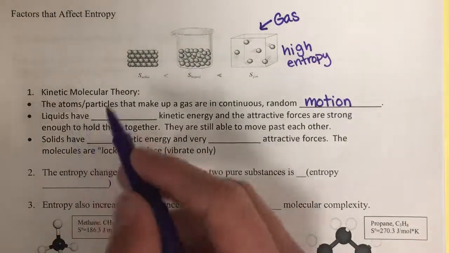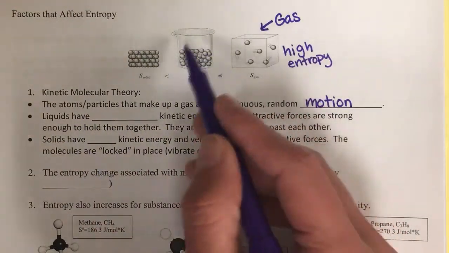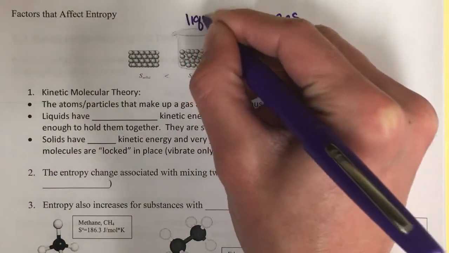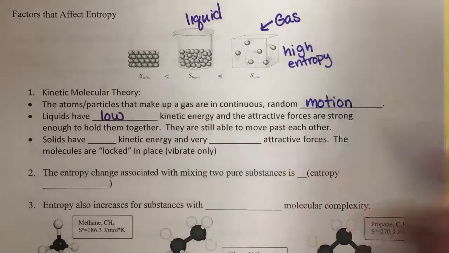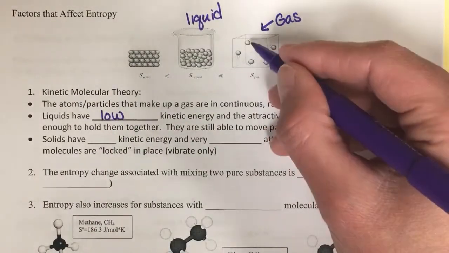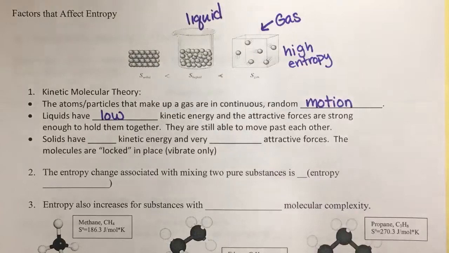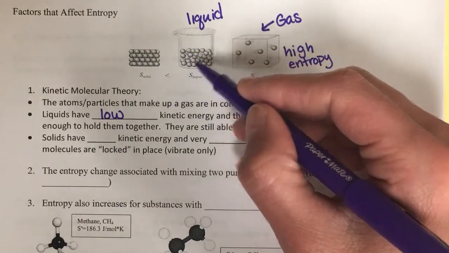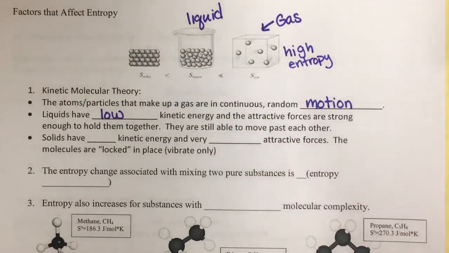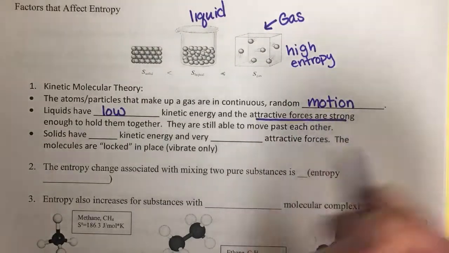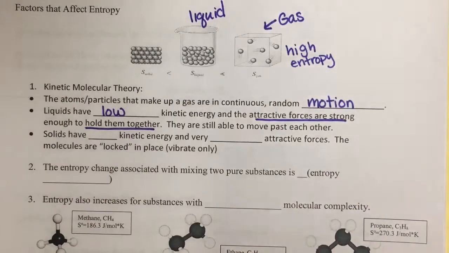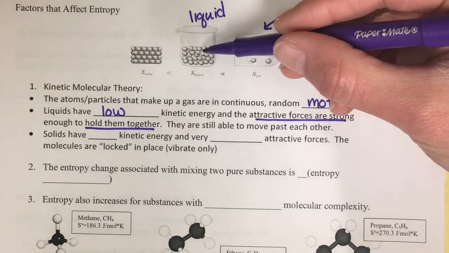Okay? Liquids, if we look at our liquid, they're going to have much smaller kinetic energy. Here my gas is moving around, bing, bing, bing, bouncing all over. My liquids are moving. They're sliding past each other. However, they've got these attractive forces. Those attractive forces are holding them together.